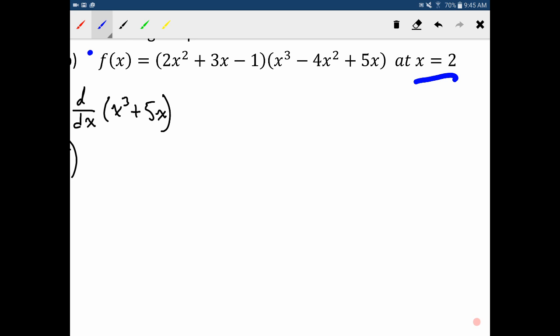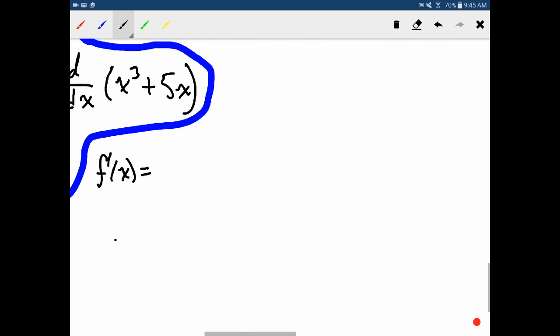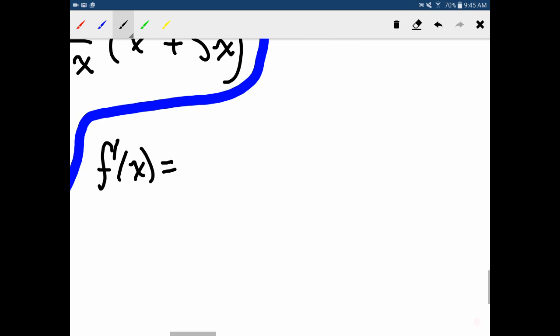Let me create a barrier here so that we don't get messed up. I'm going to start down here so I have a little bit more room. I'll try and write smaller, maybe I'll zoom in so that I have more room. So first of all, we're going to take the derivative of the first part here, the first part being 2x squared plus 3x minus 1.